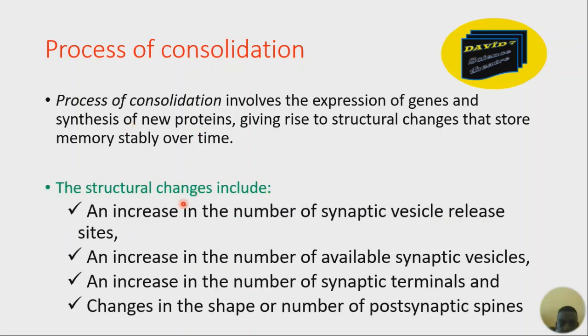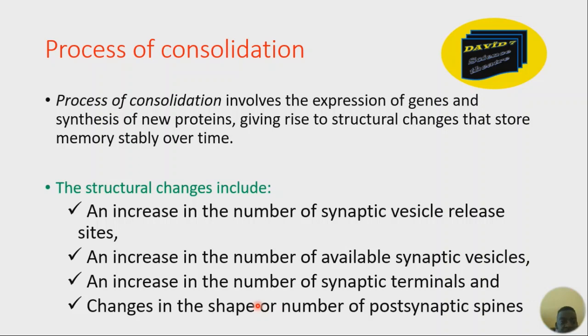And the structural changes will include increasing the number of synaptic vesicle release sites, that is, increasing the surface area of the presynaptic membrane. They can also increase the number of available synaptic vesicles, which contain the neurotransmitters. It can increase the number of synaptic terminals. One neuron can have several terminals, several buttons. And there are changes in the shape or number of postsynaptic spines. They change the shape of postsynaptic membranes.